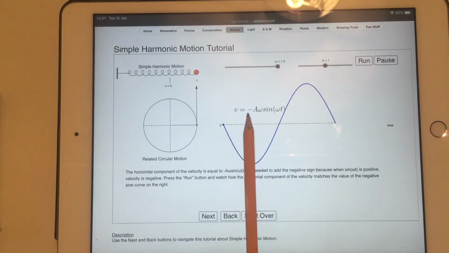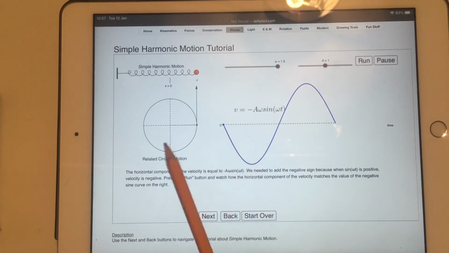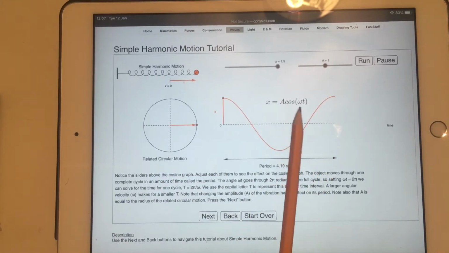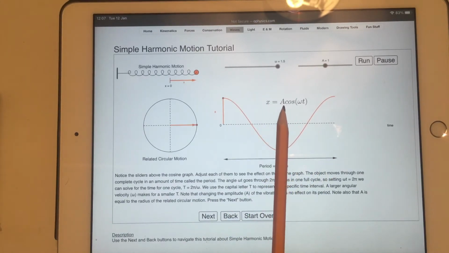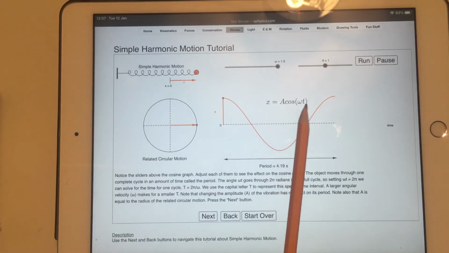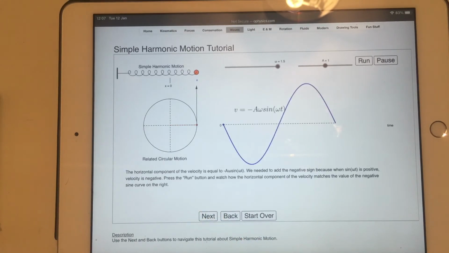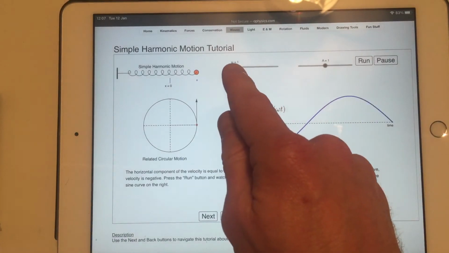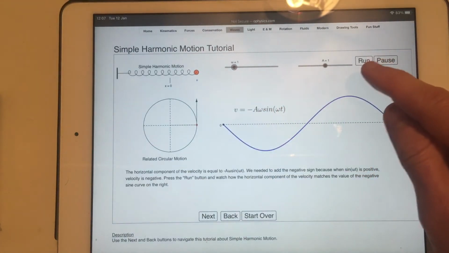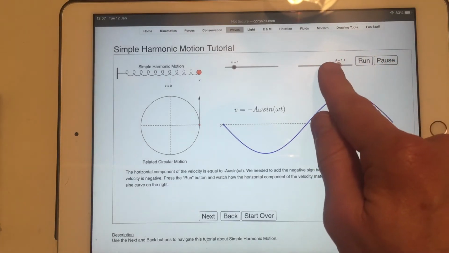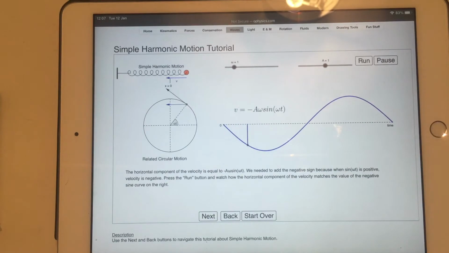You can see that if I were to differentiate this to get the velocity, cos differentiates to minus sine, times by omega by the chain rule. So we get minus omega a sine omega t. And again, if I just run the simulation, this is giving us our velocity.